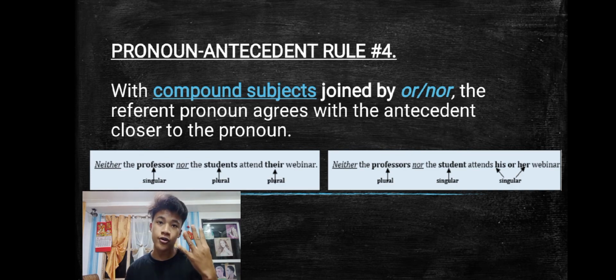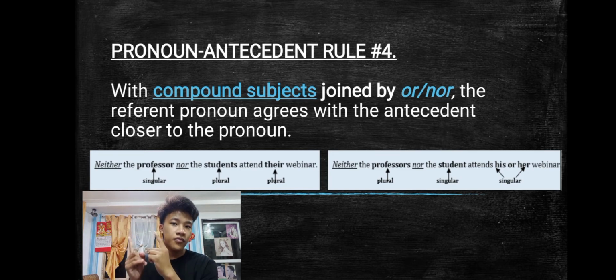Pronoun antecedent rule number 4: compound subjects joined by or or nor, where the referent pronoun agrees with the antecedent closer to the pronoun. Like the example: Neither the professor nor the student attends their webinar. The singular form is the professor. They are joined by nor, because it is not defined who attends the webinar, the professor or the students. The plural is the students, because the professor is one and the students are many. Another plural form is their.